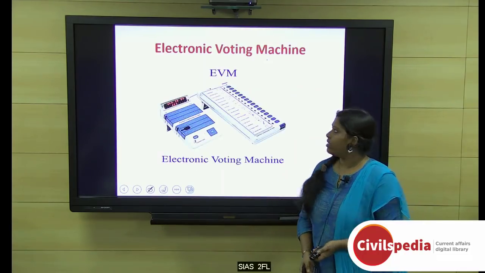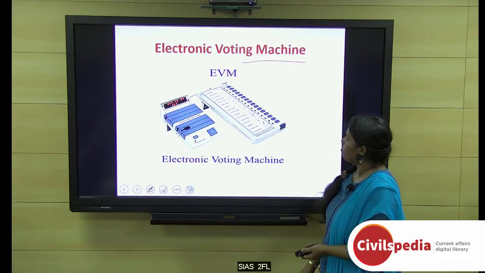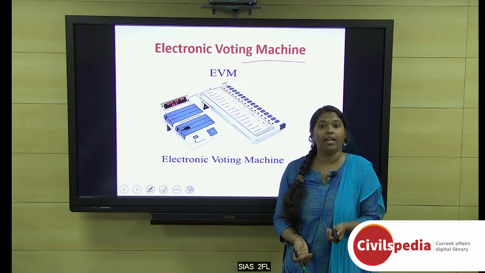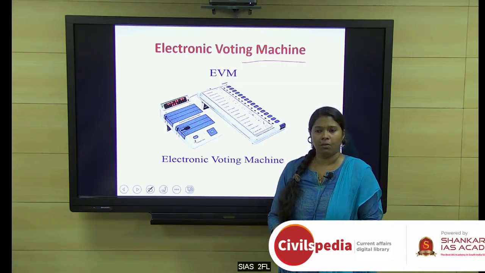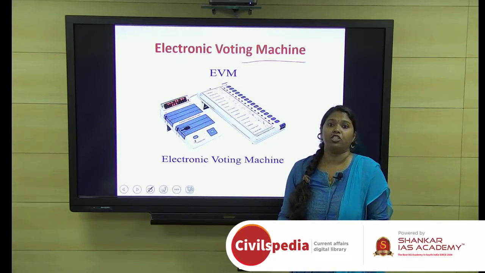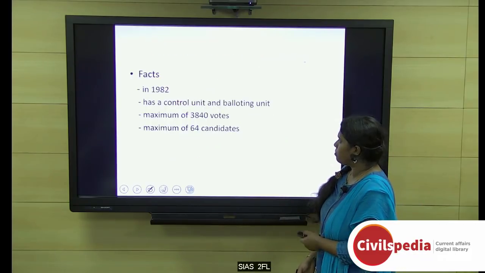Coming to our next topic, it is the electronic voting machine or EVM. You know that initially we used to adopt ballot papers for conducting elections, but it was a very time-consuming method, and the results were announced much later. So we switched to electronic voting machines.